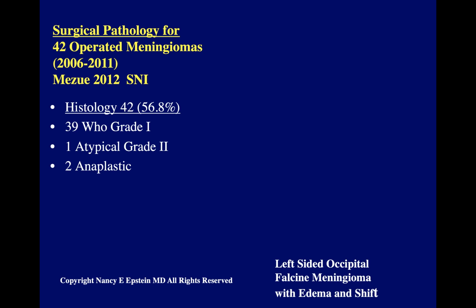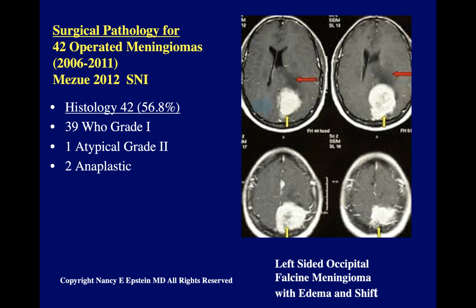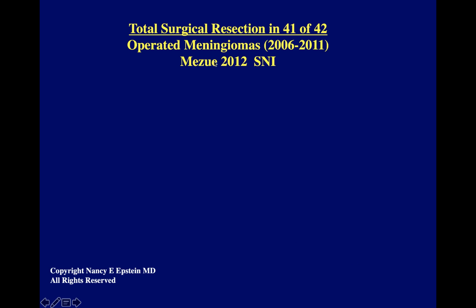What was the surgical pathology for 42 of these patients undergoing surgery? That was 56.8% of the total group where histology was available. 39 were WHO grade 1 lesions, 1 was an atypical grade 2 tumor, and 2 were anaplastic lesions. And here you can see a left-sided occipital falcine meningioma with edema and shift. The blue arrow is showing you the left suboccipital lesion coming off of the falx, and here the green arrow on these two images is showing you the edema and marked compression of the ventricle.